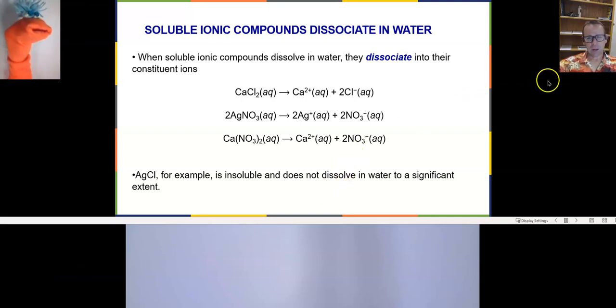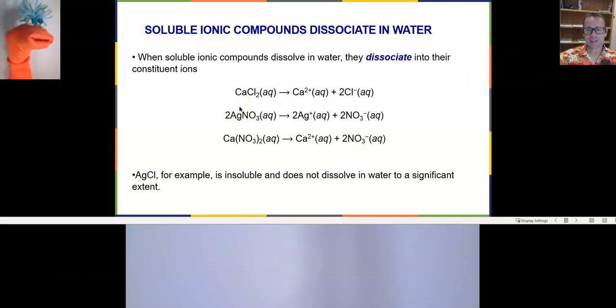Right. So when an ionic compound that is soluble in water is placed into solution, we know what happens to the ionic compound. Right, Fred? Yeah, I think I know what you're talking about. Well, as we see here, calcium chloride, when it's placed into water, becomes aqueous. What happens is the ions dissociate from each other into their constituent ions, the calcium ion and the chloride ion. This compound dissociates into its constituents.